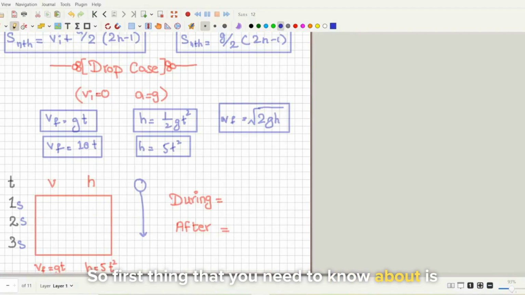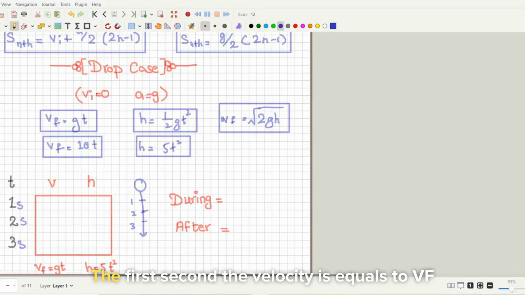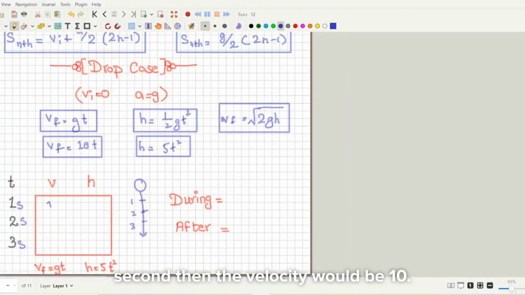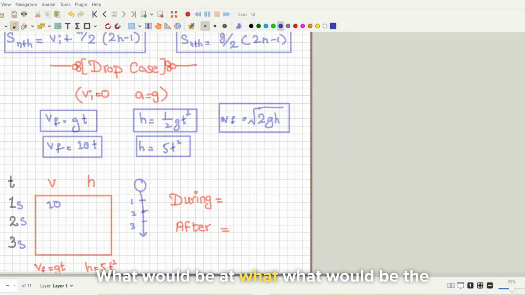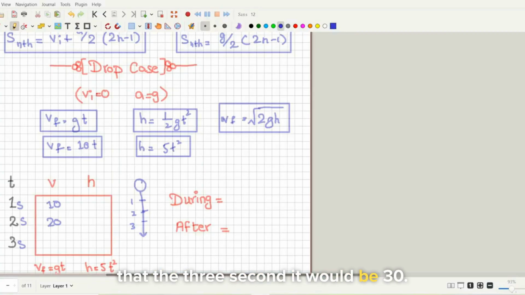So first thing that you need to know about is velocity. During the first second, what will be the velocity? You know that the formula is Vf equals gt. So this is the 1 second, then 2 seconds, and 3 seconds. What is g? g is 10, and what is t? It is 1 second. Then the velocity would be 10. What would be the velocity at 2 seconds? It would be 20, and at 3 seconds it would be 30. So this is the velocity that you can find using the formula Vf equals gt.